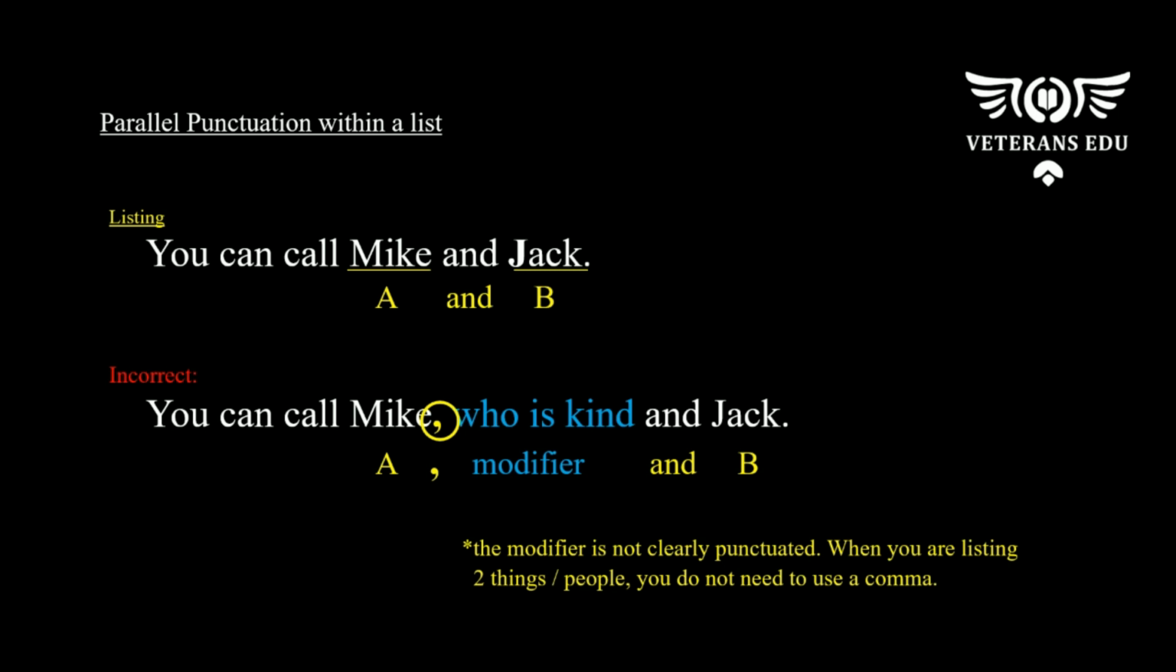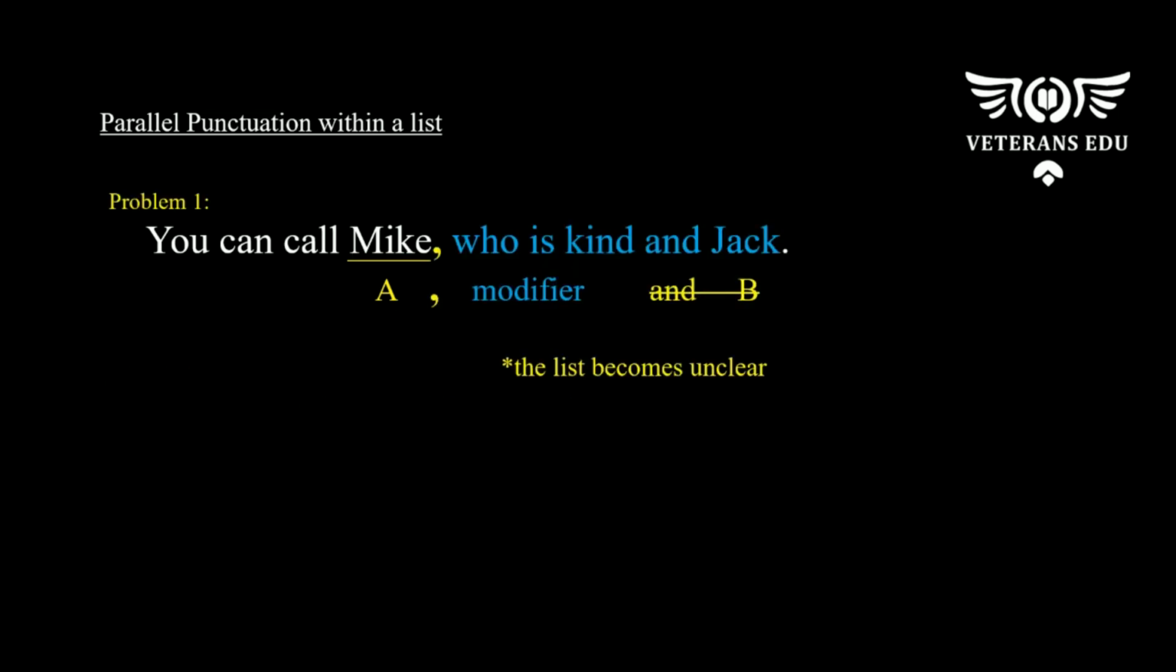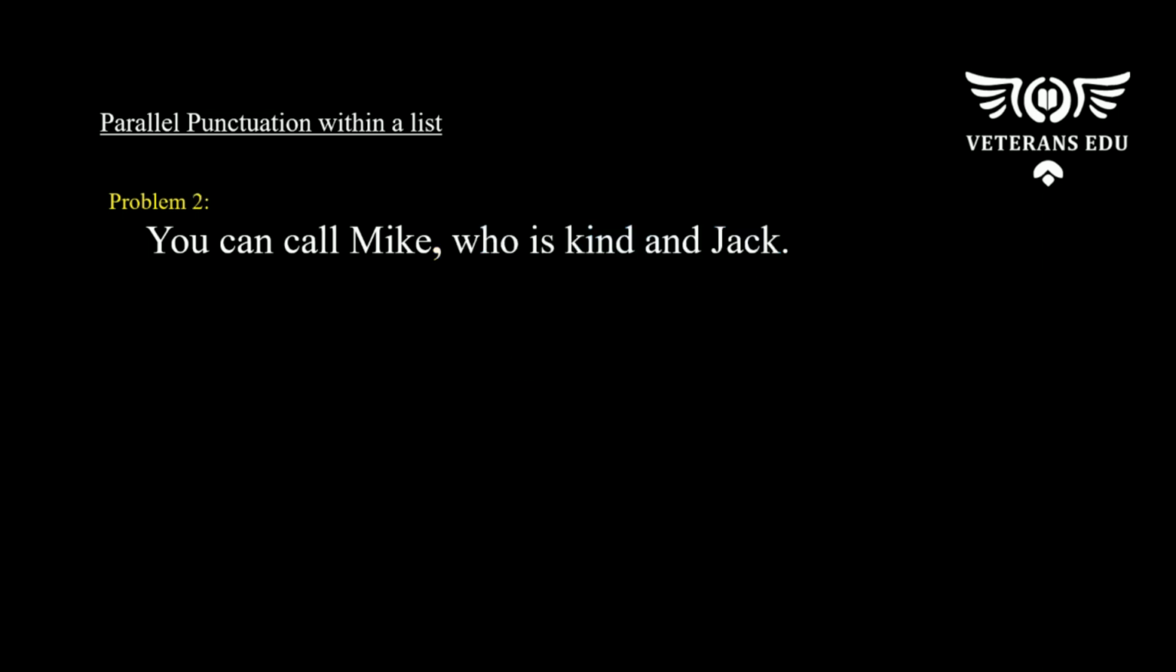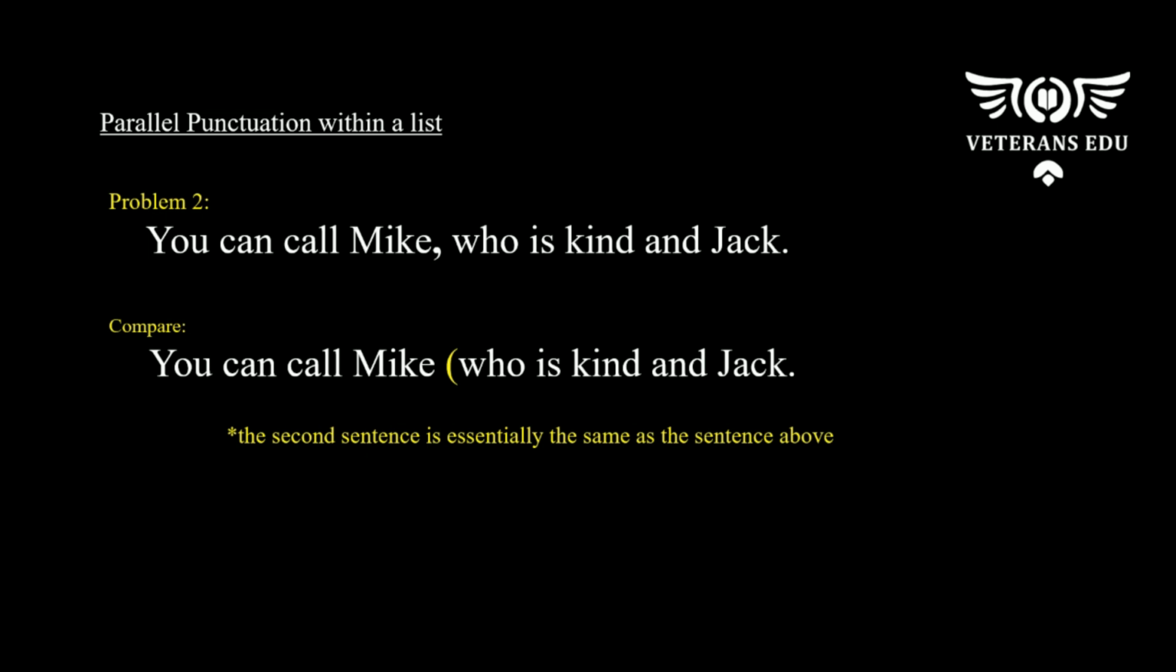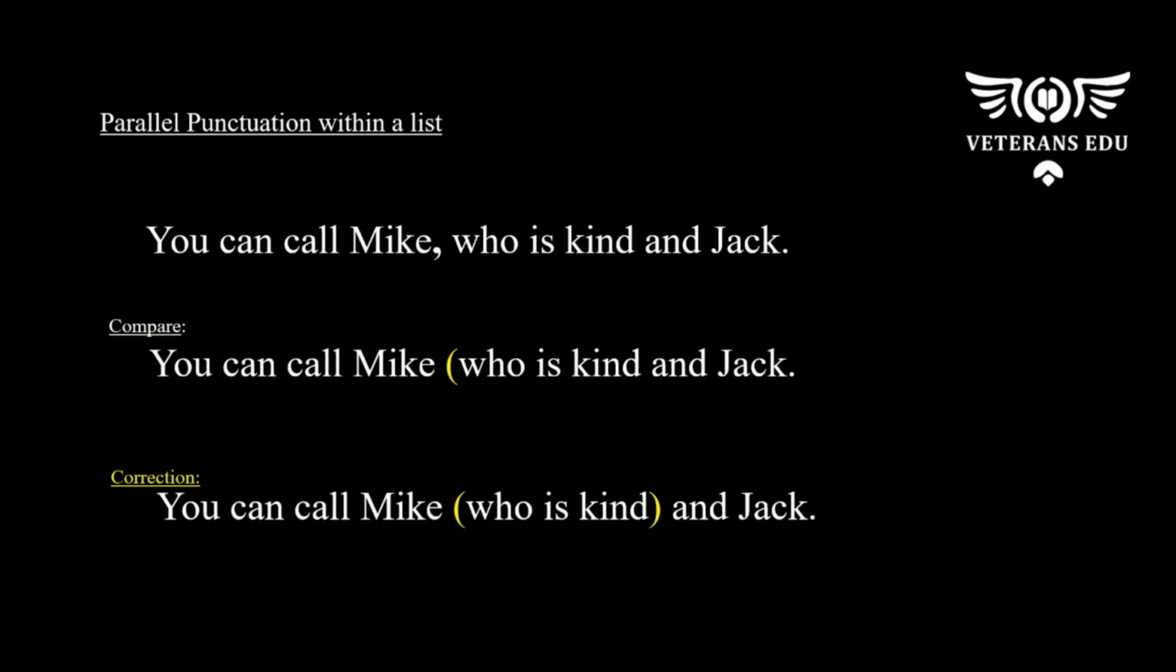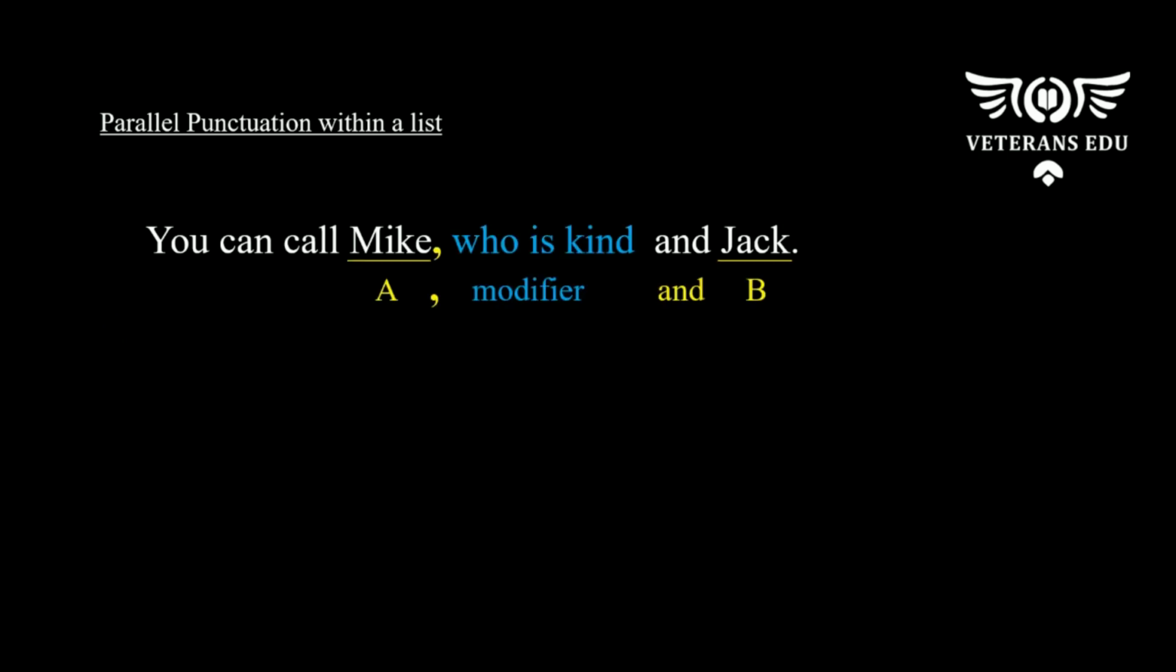The sentence is wrong on so many levels. Among many reasons, the list becomes very unclear, and it is hard to identify which part is a modifier and which part is a list. The sentence can also be rewritten like this, which makes the error easy to identify. Just as we would add another bracket to fix this sentence, all we have to do is add another comma here to fix the error. And this is parallel punctuation within a list.